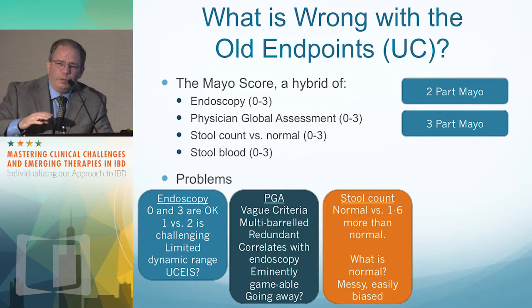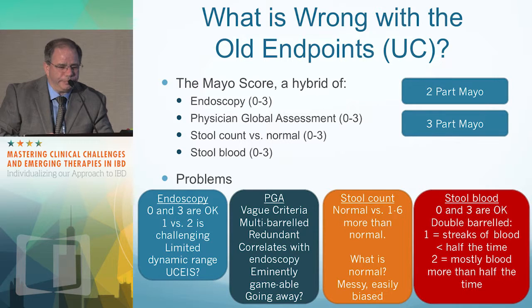It's defined as normal versus 1 to 6 bowel movements more than normal, but defining normal in an ulcerative colitis patient is pretty darn hard. And depending on how the patient is thinking about what is normal, this can change from day to day and can be very noisy and make for a bad instrument.